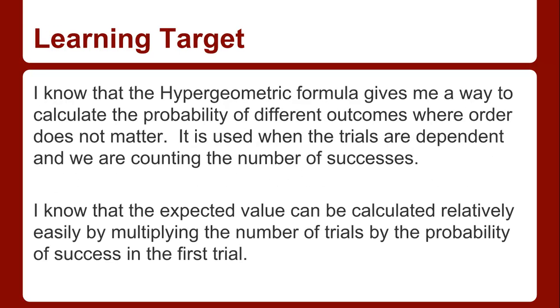So the learning target is: I know the hypergeometric formula gives me a way to calculate the probability of different outcomes where order does not matter. It is used when the trials are dependent and we're counting the number of successes. I know that the expected value can be calculated relatively easily by multiplying the number of trials by the probability of success in the first trial. This is going to be very similar to the binomial distribution, and in the next lesson we'll talk about the difference between the two and making sure we choose the right one. But the ones we see today in the practice are going to be hypergeometric.